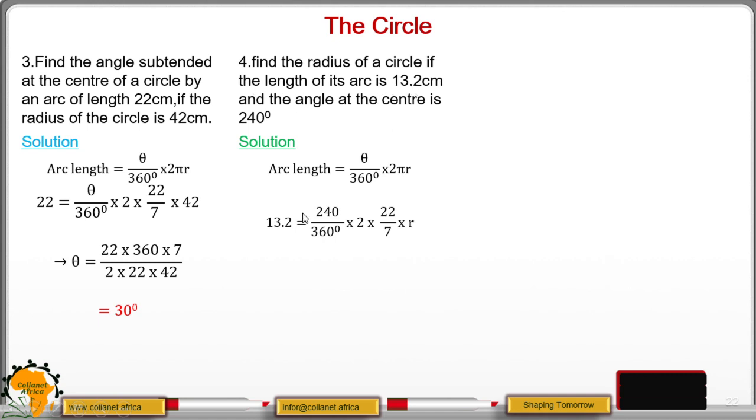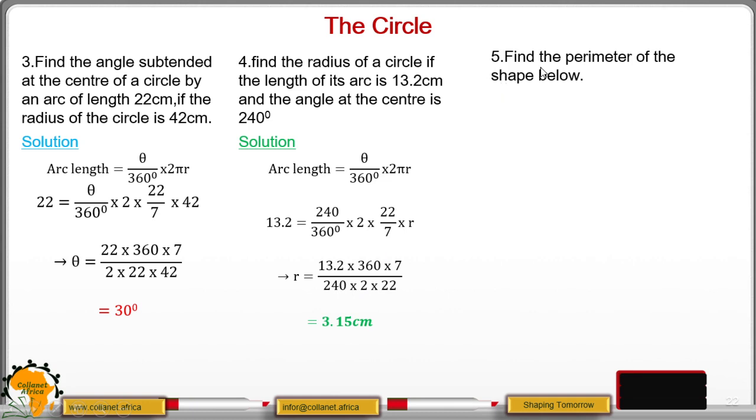You're given the arc length as 13.2. You're also given the degrees as 240. So we are looking for the radius. We proceed just like the way we've done here. Now we write r. For you to get r, as you can see here, you need to multiply this value by the denominators. 13.2 times 360 times 7. Then you divide by the numerators, which is 240 times 2 times 22. Again, when you simplify, you'll find that the value of r will be 3.15 centimeters.